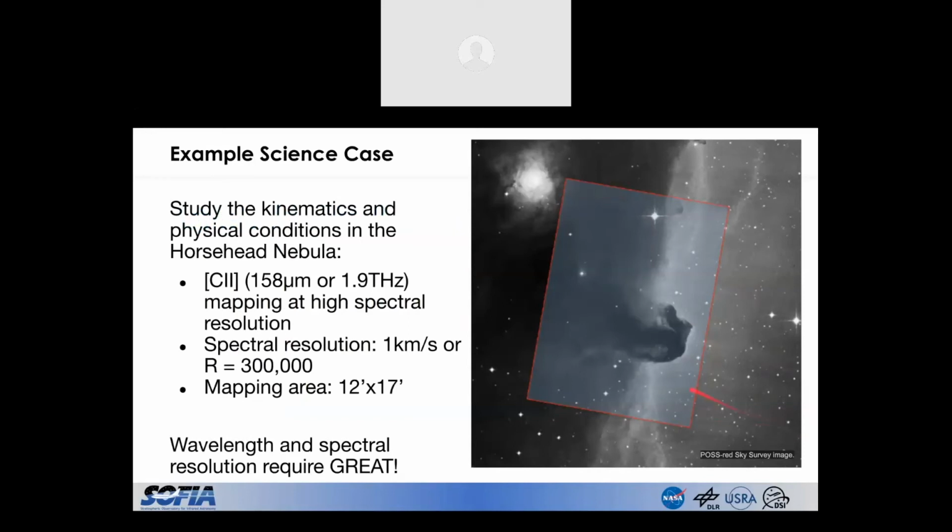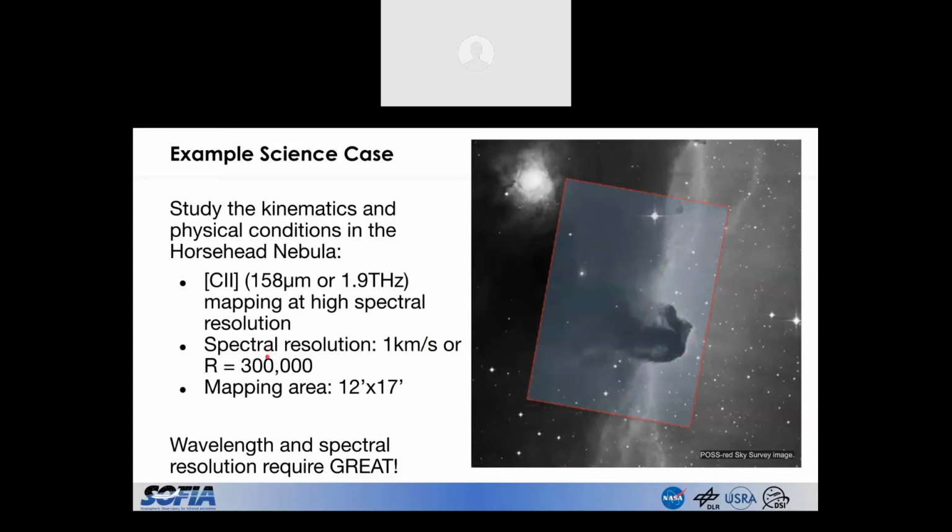Let's suppose we want to observe the iconic Horsehead Nebula in the C+ line at a high spectral resolution. By that I mean 1 kilometer per second. And we want to map this area fairly well, 12 arc minutes by 17 arc minutes in size, slightly slanted so that we get the PDR, the transition between the ionized region and the molecular cloud, nicely in the map and encompass the whole Horsehead Nebula. This is a trunk-like, Pillars of Creation-like structure sticking out of the PDR interface.